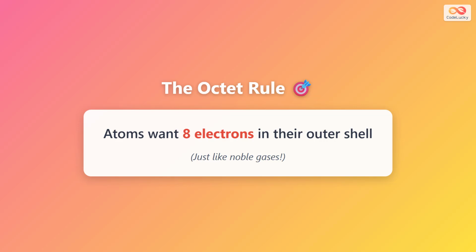This brings us to the Octet Rule, which is a key principle in chemistry. The Octet Rule states that atoms want 8 electrons in their outer shell. Why 8? Because noble gases like helium, neon, and argon have 8 electrons in their outer shell, and they are extremely stable and unreactive. Other atoms try to mimic this stable configuration by gaining, losing, or sharing electrons through bonding.